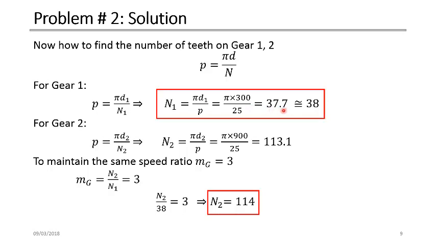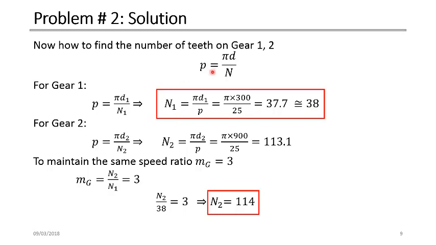We cannot take this number as the number of teeth. It has to be an integer number. So either we take it as 37 or 38, but because it's 37.7 here, it's closer to 38. So we consider this as 38.